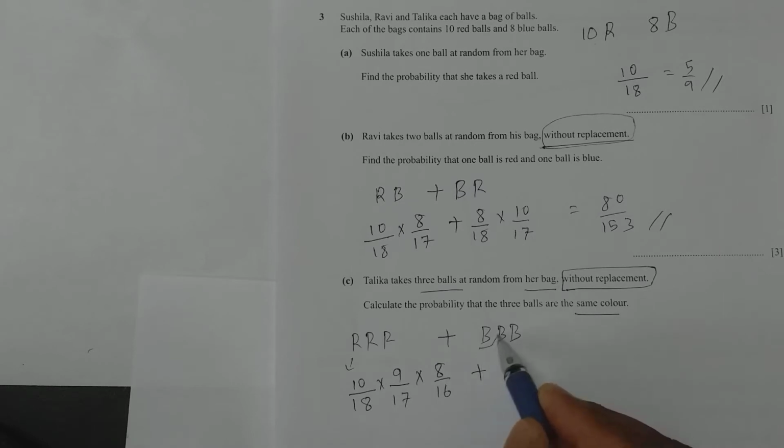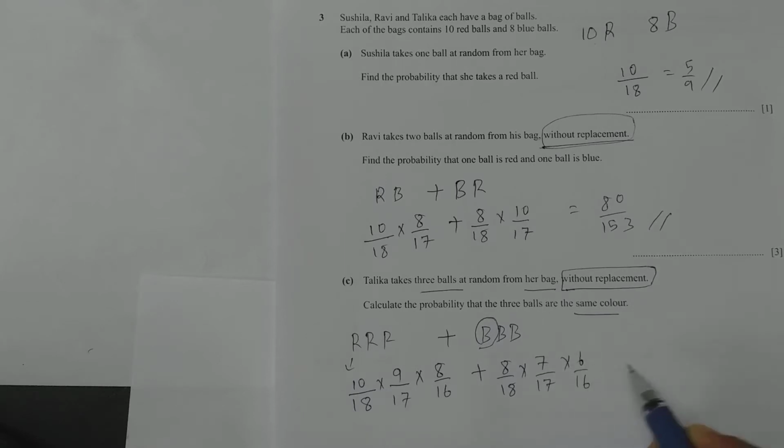Now what is the probability of getting blue ones first? 8. Second time to get a blue is 7 over 17. Third time 6 over 16. If you place this in the calculator, you get 11 by 51.